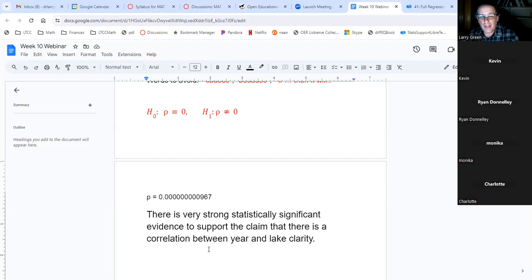Okay. Now, if you have very strong statistically significant evidence of a correlation between year and lake clarity, does that mean that having later years is going to cause the clarity to get worse? Yeah, no, don't ever use that word cause. Got it?